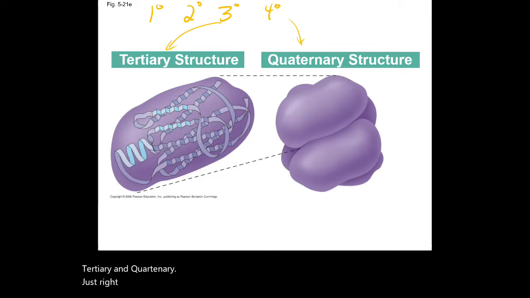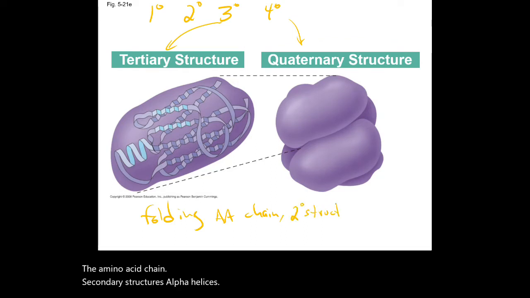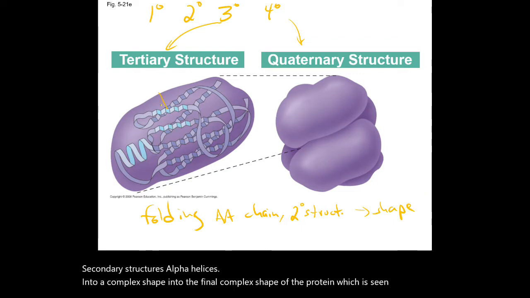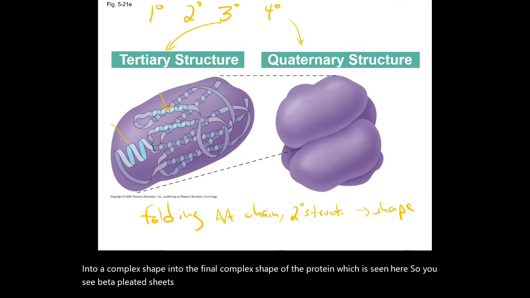Tertiary is right here. All right, tertiary structure is simply the folding of the amino acid chain, including secondary structures, alpha helices, into a complex shape, into the final complex shape of the protein, which is seen here. So you see beta-pleated sheets involved here. You see alpha helices involved.